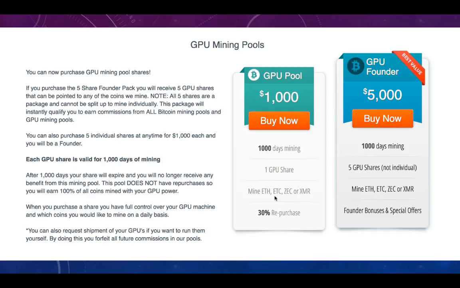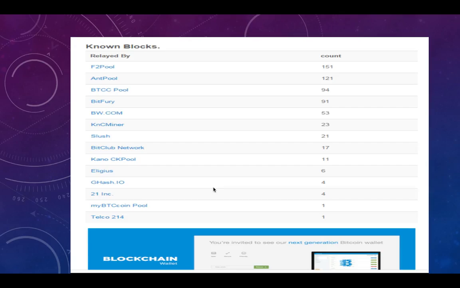And these are the GPU mining pools. So a little different than the other pools. It's a 1 GPU share, and there's 5 GPU shares, and they're mining different things. So the GPU mines Ethereum, Ethereum Classic, Monero, and Zcash. So they also mine 1,000 days. I think they talked about that might be going to 2,000 days. This is what's on the website at this current time.